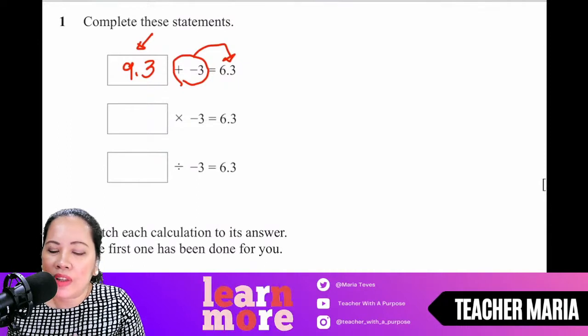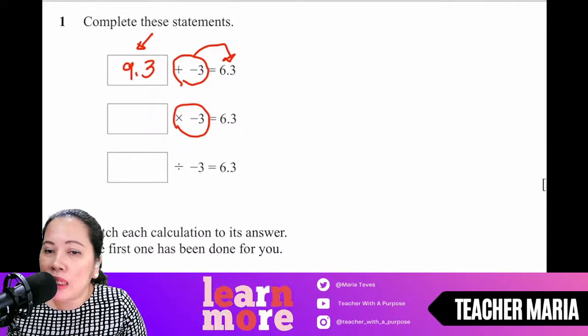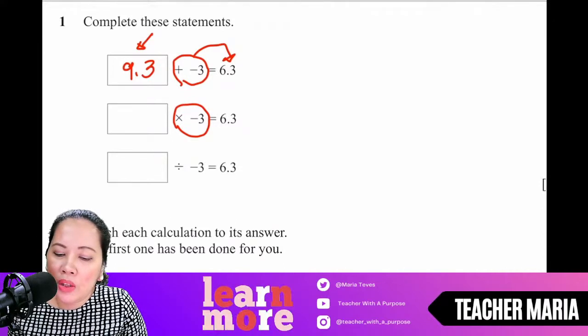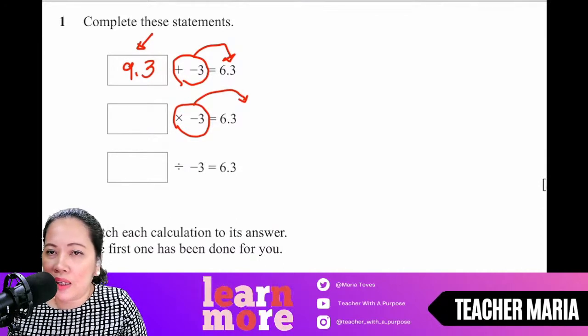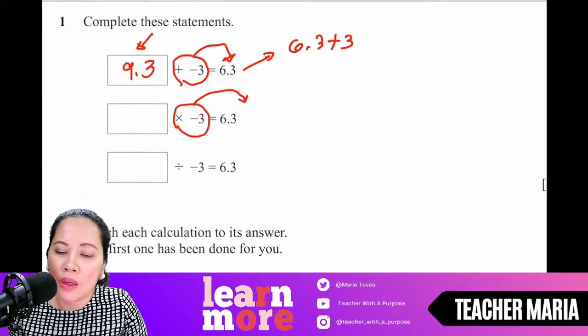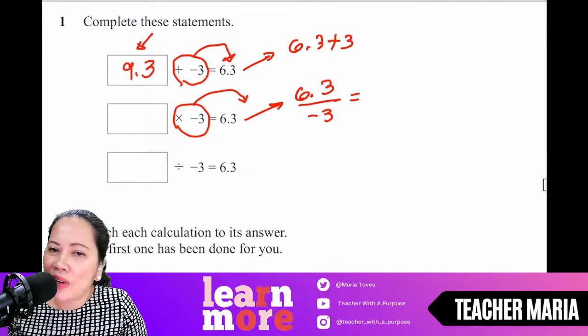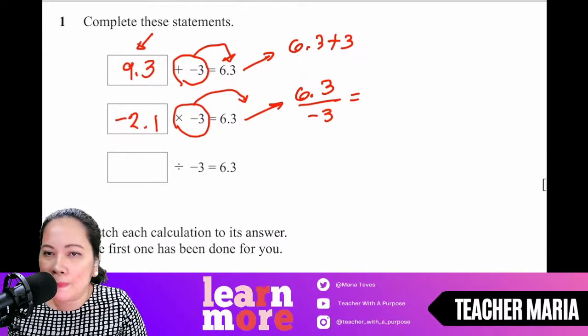Okay, so all you need to do is do the opposite operation. For example, the next one, this is being multiplied by negative 3. When you transfer this to the other side of the equation, this will be divided. So for the previous case, this is 6.3 plus 3. That's why you have 9.3 as the answer. For this one, this will be 6.3 divided by negative 3. If it is a decimal, just divide it as it is. 6 divided by negative 3 is negative 2. 3 divided by 3 is 1, so negative 2.1.